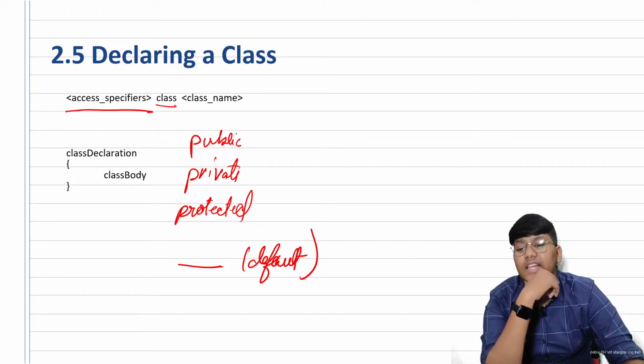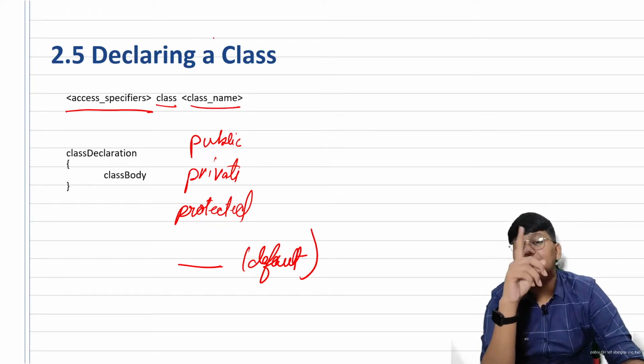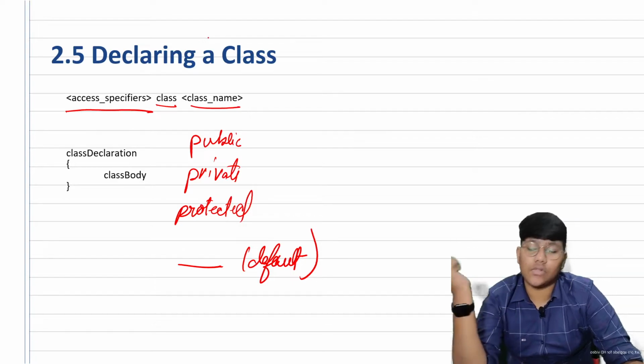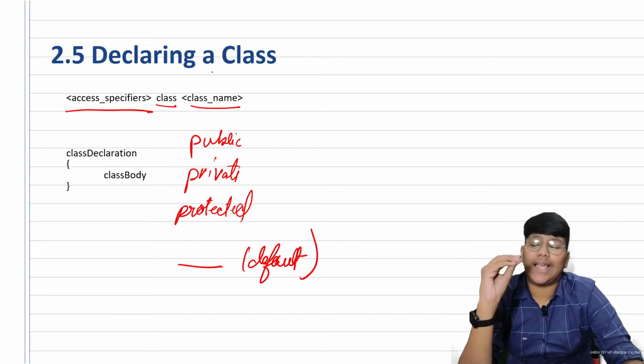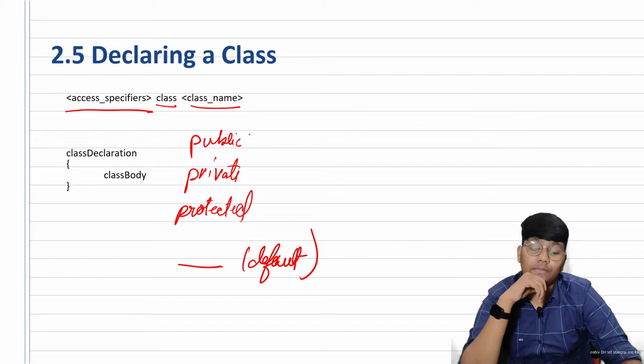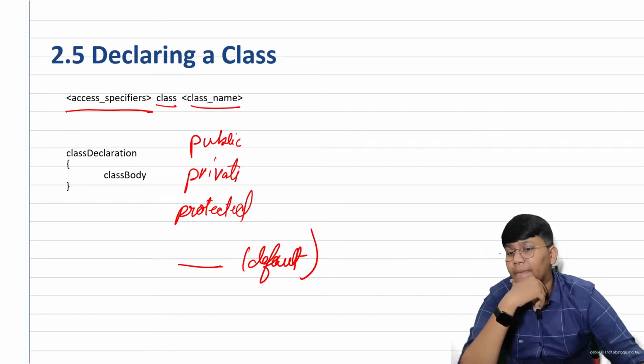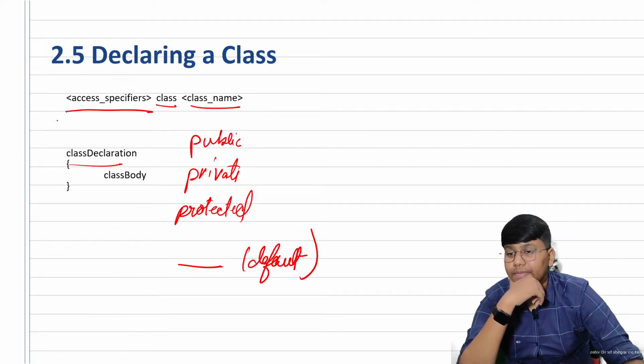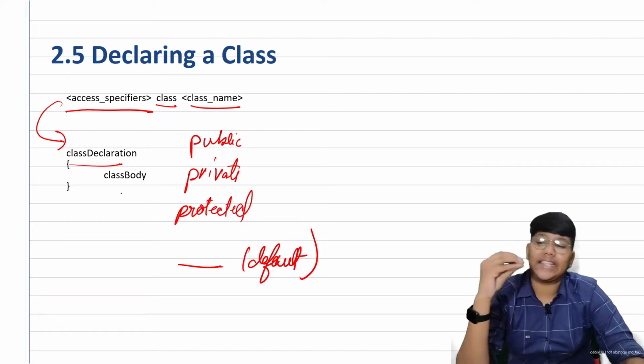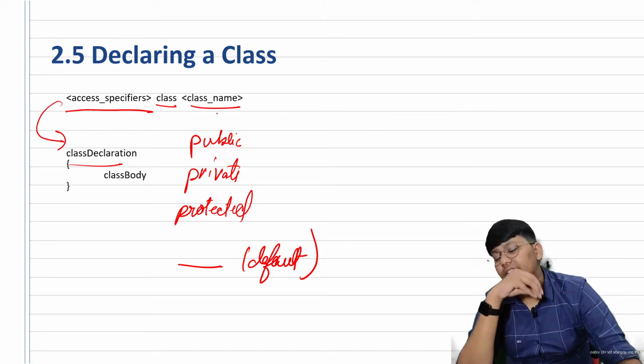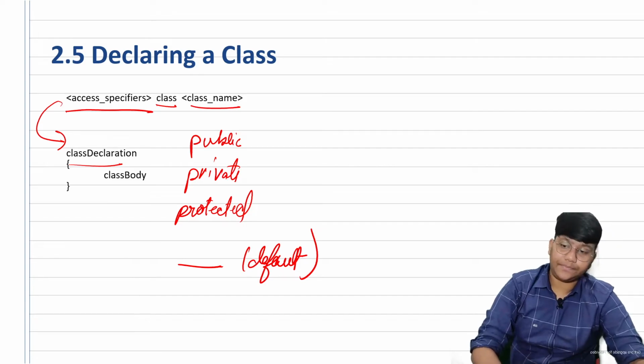Then there is the keyword class, and there is the class name. We have studied the rules for giving identifiers, and those rules are followed when giving a name to a class as well. So this is the class declaration. Inside the class declaration there comes the class body.